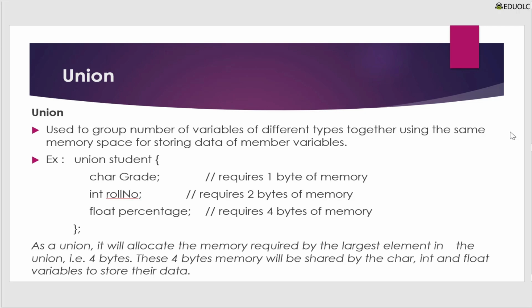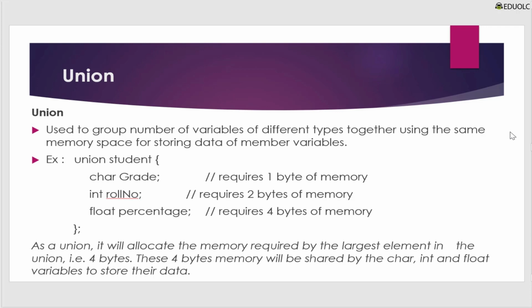The next type is a union data type. The union data type is similar to the structured data type with a slight difference. The union data type is used to group a different number of variables and different types together using the same memory space for storing data of its member variables.